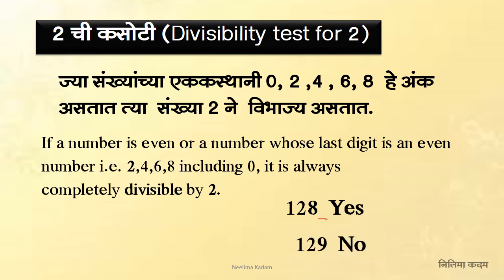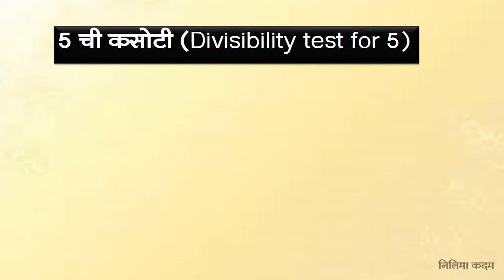129, at the units place there is 9 and this is an odd number. Therefore, 129 is not divisible by 2.